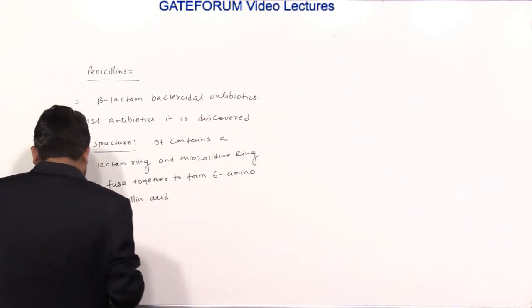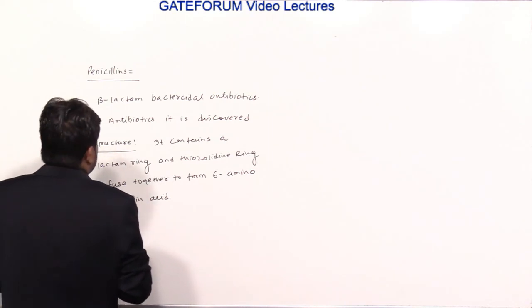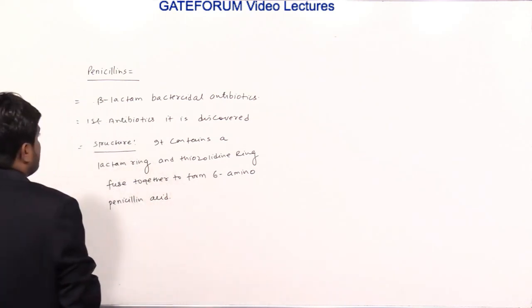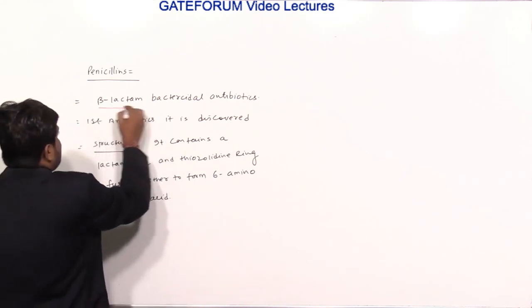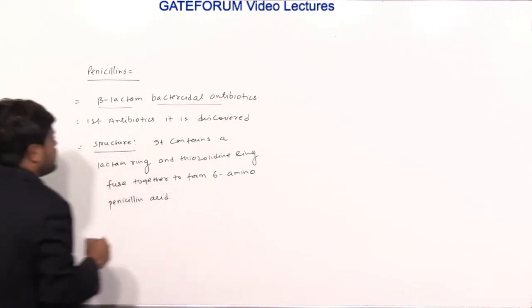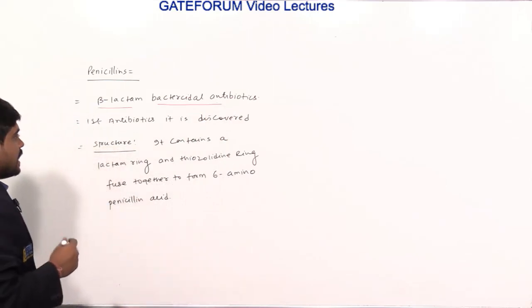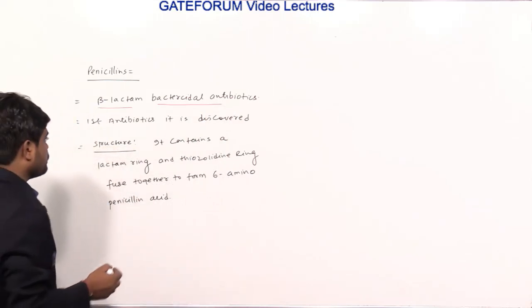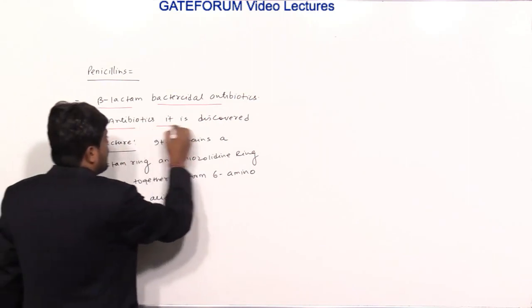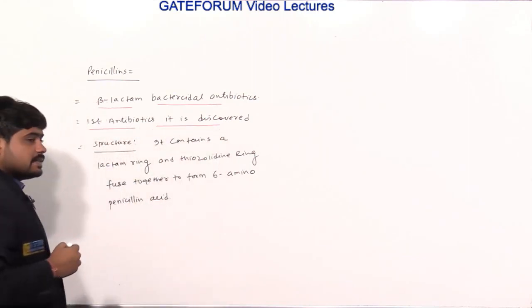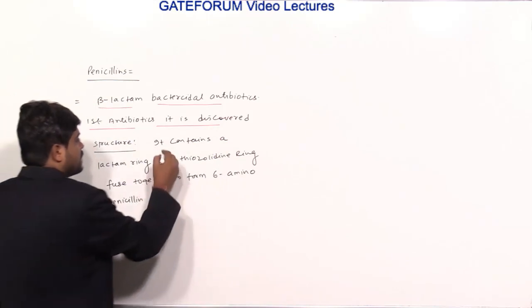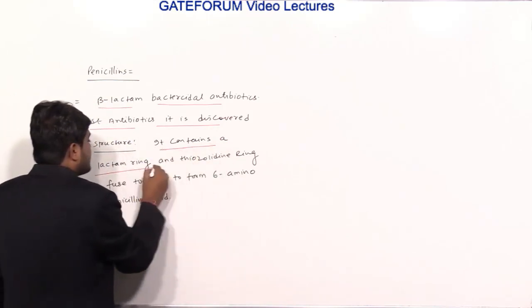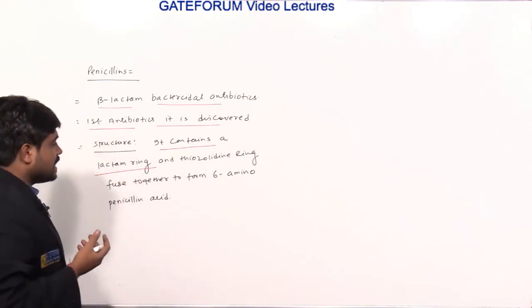6-aminopenicillanic acid, exactly. So see here, the first point is about the penicillin. The penicillin is called a beta-lactam bactericidal antibiotic, and this is the first antibiotic that was discovered. Then it contains a lactam ring. And what exactly is the lactam ring?